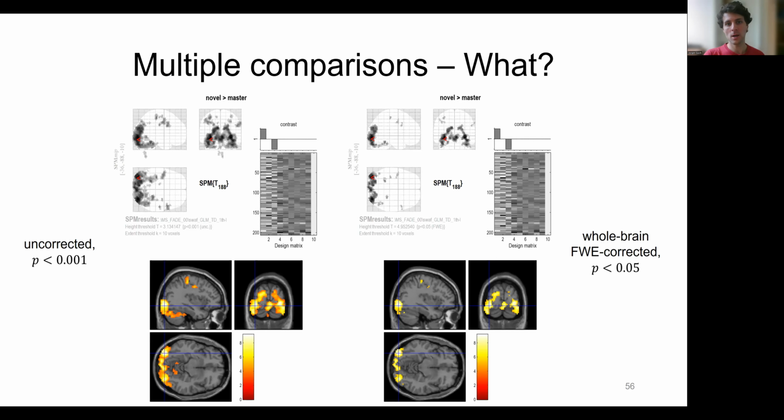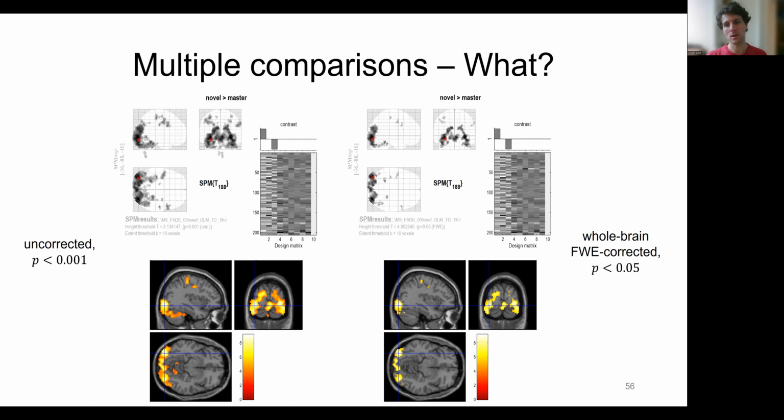Here's a comparison of inference corrected and not corrected for multiple comparisons. On the left, you're seeing uncorrected statistical inference with a p-value of 0.001. And you can see that we are finding very large clusters, some voxels of which may be spurious findings, and which pop out simply due to the large number of voxels that we are testing in parallel.